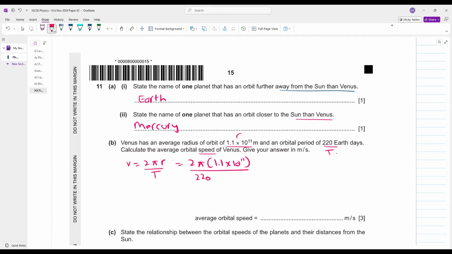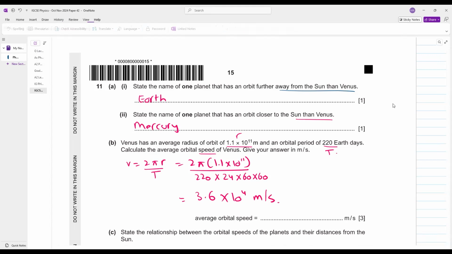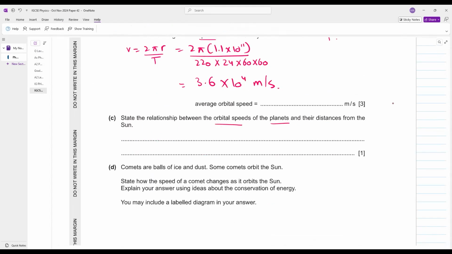So let's convert it into seconds. 220 into 24 hours in one day into 60 minutes in 1 hour into 60 seconds in each minute. What is your orbital speed? Orbital speed क्या आ गई? 3.6 into 10 raised to the power of 4 meters per second. Simple. State the relationship between orbital speed of the planet and their distance from the sun.